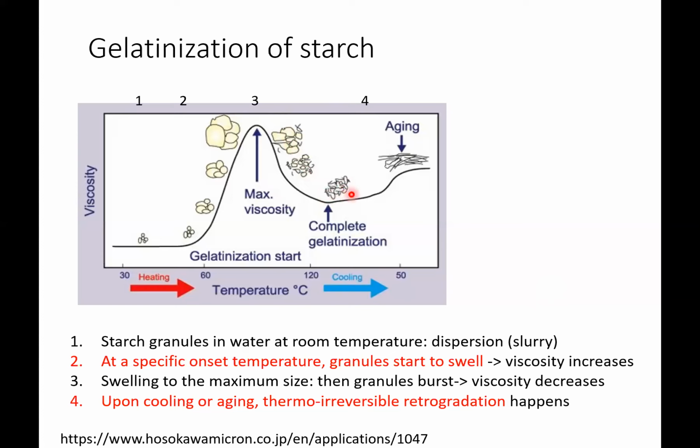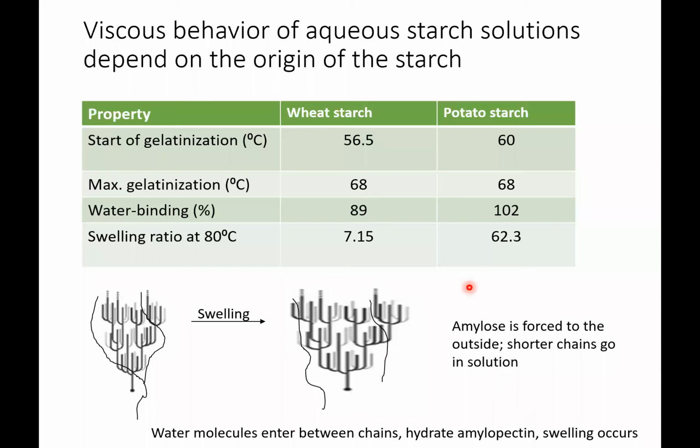However, the gel changes again when it cools down. And here, amylose crystallizes or ages faster than amylopectin because amylose is a straight chain. This process here is called retrogradation.